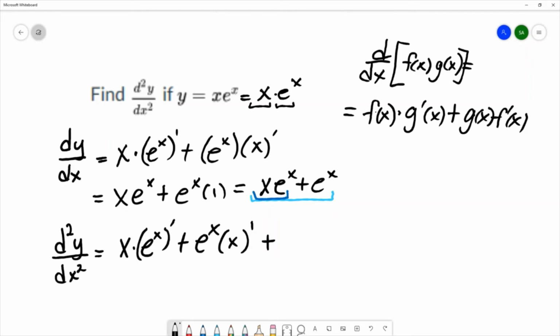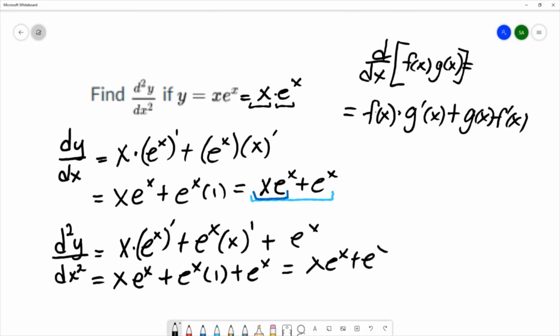And then we want to calculate the derivative of e to the x, which is e to the x. This is x. The derivative of e to the x is e to the x. The derivative of x is 1. We have x e to the x plus e to the x plus e to the x. And I can combine like terms to get x e to the x plus 2 e to the x.